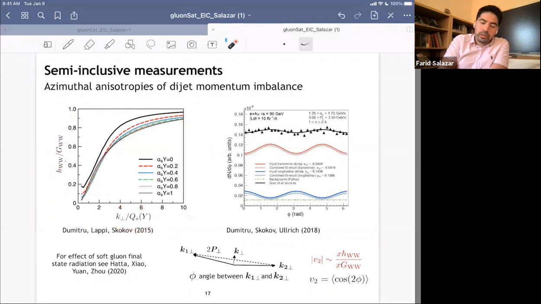These observables are also sensitive to effects from soft gluon final state radiation, and that has been studied significantly by Feng, for example, and collaborators. So those have to be taken into account when doing this kind of extraction.